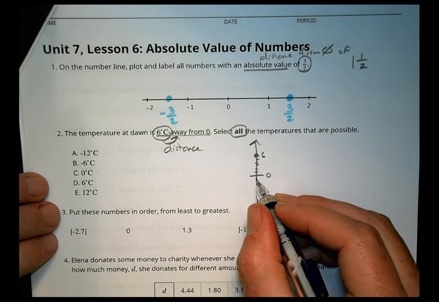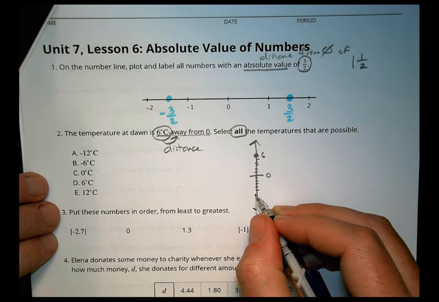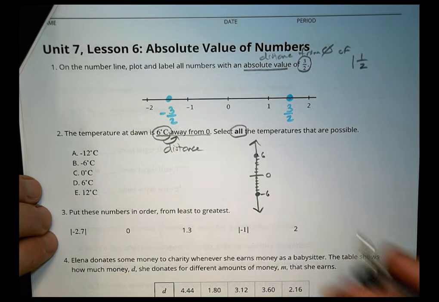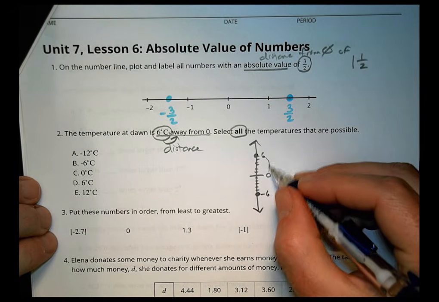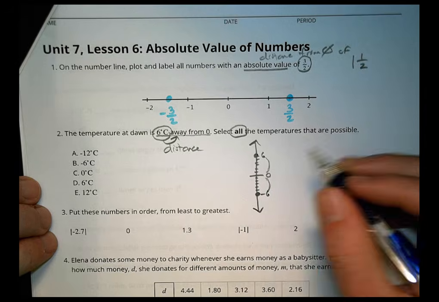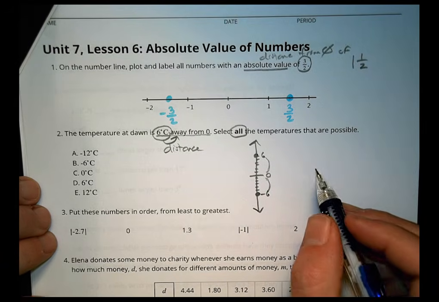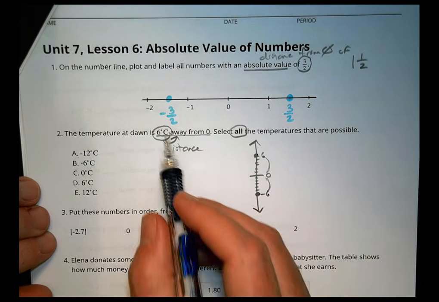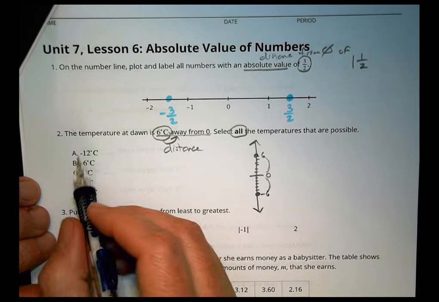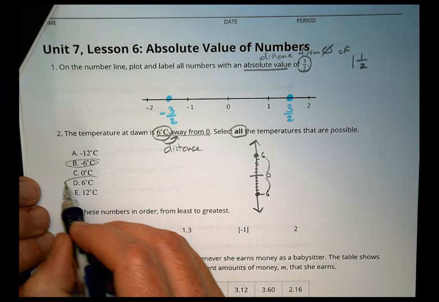That could work, but so could 1, 2, 3, 4, 5, 6. That could also work. Both have a distance away of 6. So that gives us two temperatures that could actually be 6 degrees away from 0: -6 and +6.